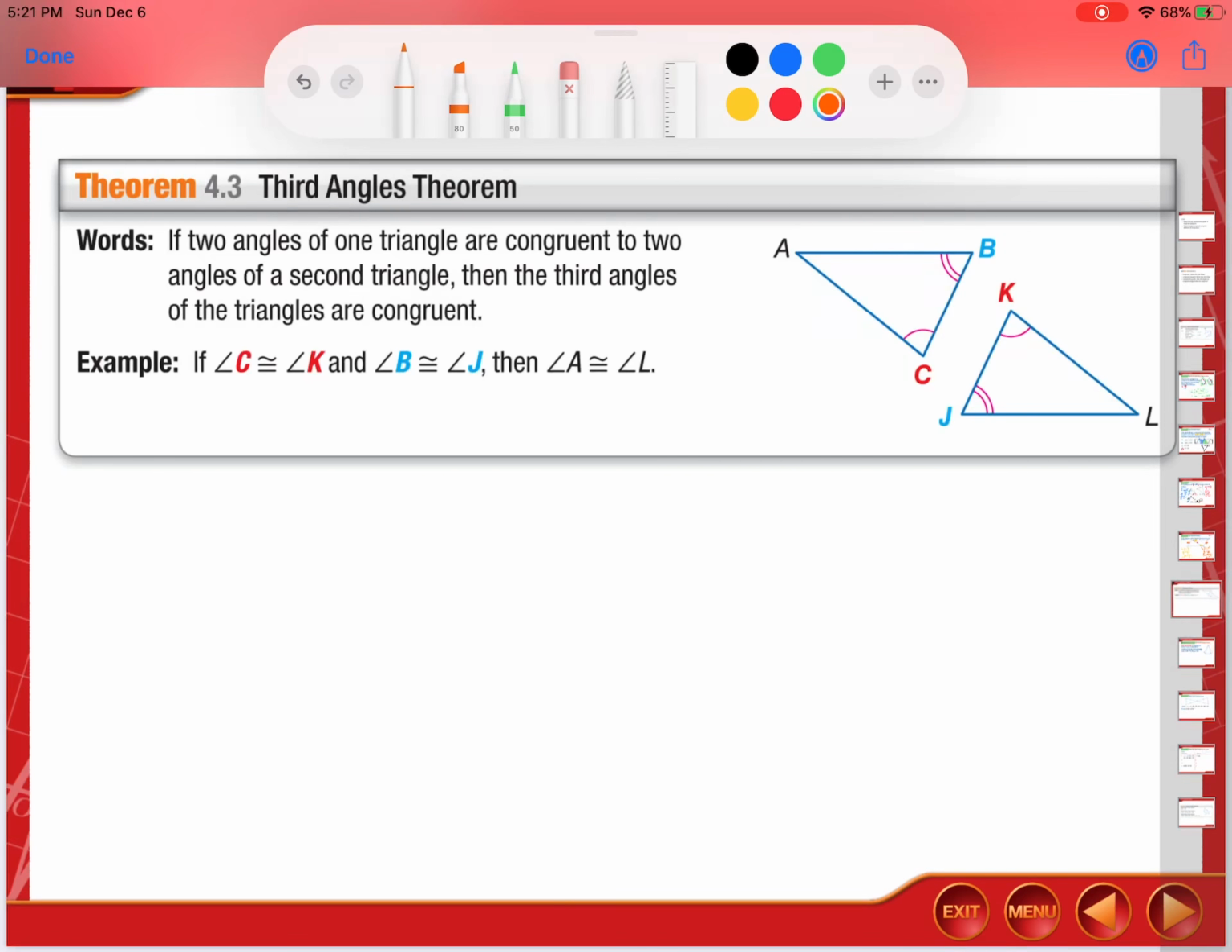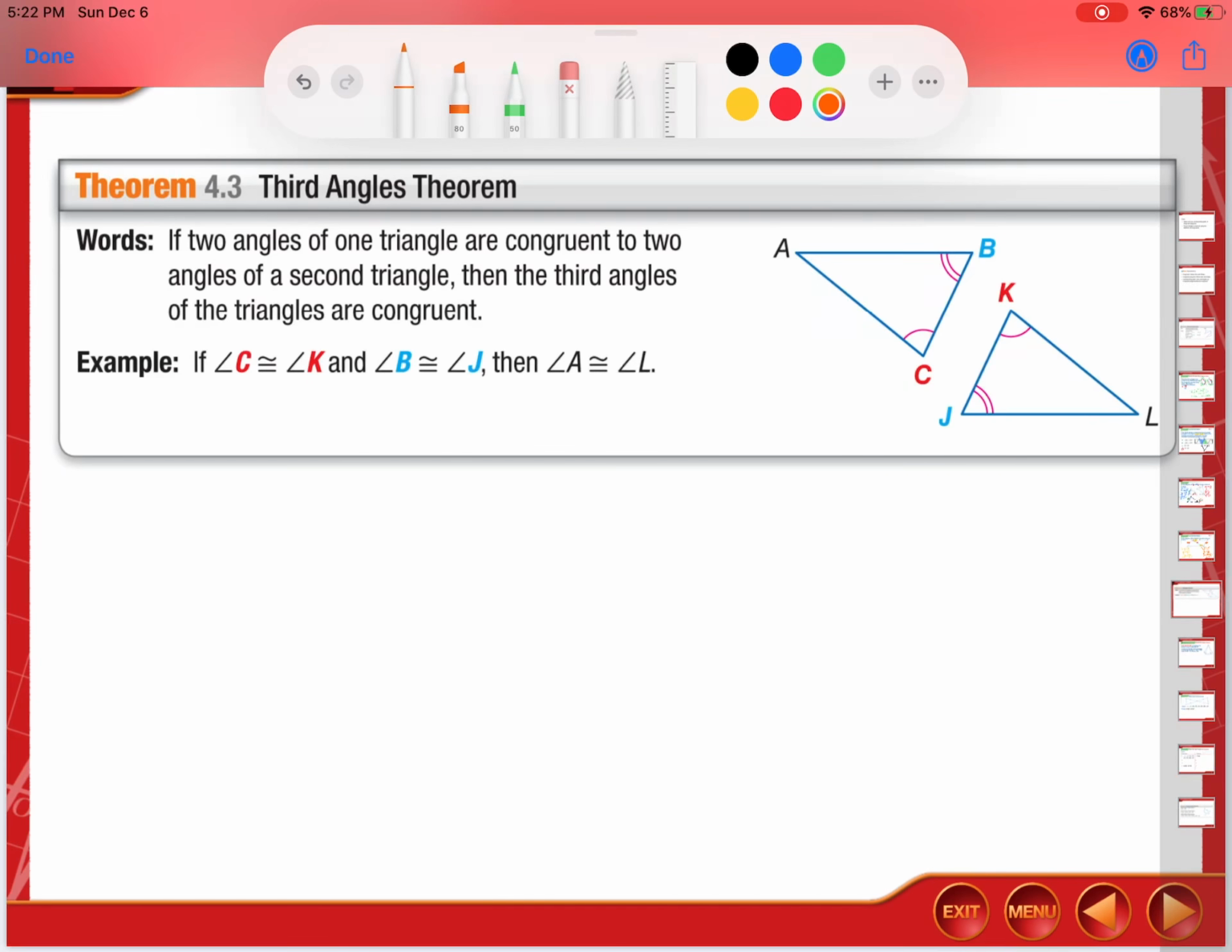All right, so third angles theorem. What this says is that if two angles of one triangle are congruent to two angles of another triangle, then all three are congruent. And the reason for that is because there's only 3 angles in a triangle and they always add up to 180 degrees. So if our first 2 angles add up to equal 110, then they add up to equal 110 in both triangles, which means that the third angle is going to be 70 in each of them.